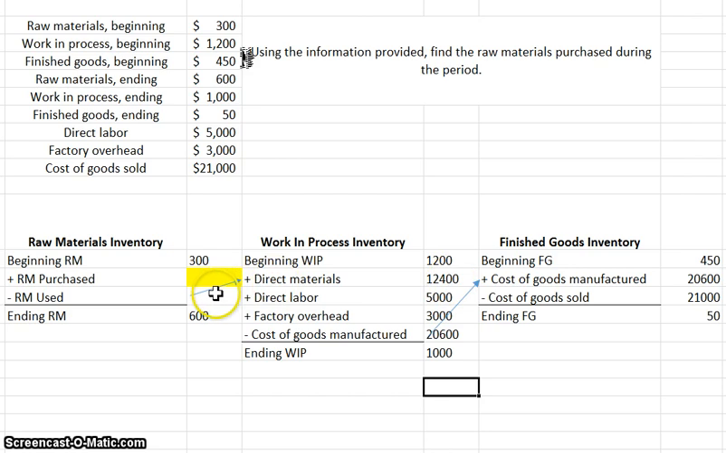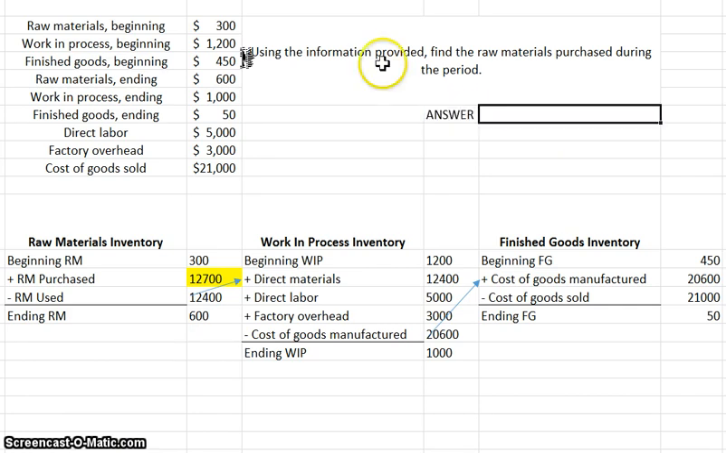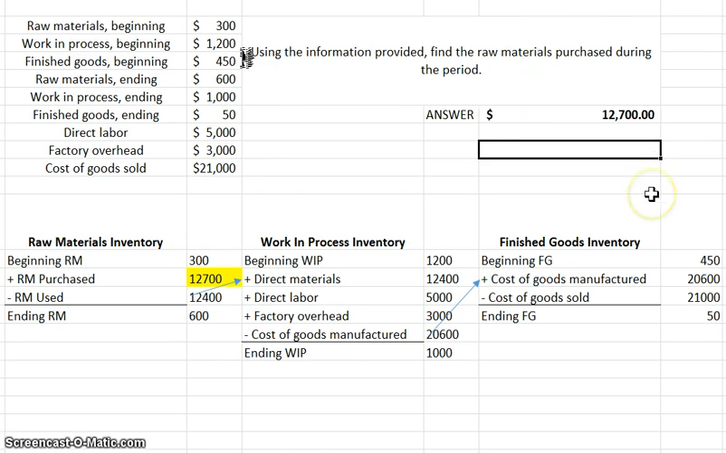Now that we know our direct materials used, let's plug it into our raw materials inventory cost flow. And now we can finally solve for our first unknown, the whole purpose of this problem, using algebra. There we go. So our answer for this problem is 12,700. But again, check your math just to be safe. There we go. So the answer to our problem is $12,700 is the raw materials that were purchased during that period.